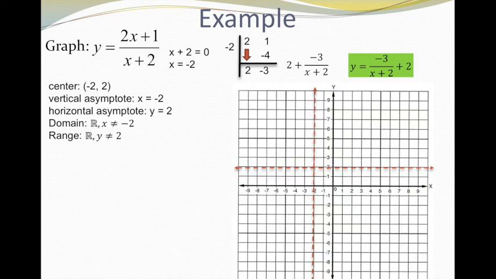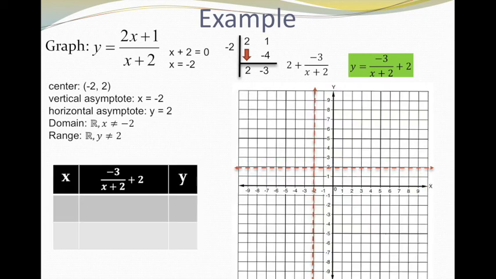Now let's create our XY table and substitute our values in. So I need to pick 2 numbers. So I like picking numbers that are on either side of my vertical asymptote. So I'm going to pick -3 and -1. So I'm going to substitute -3 into my equation and solve. So -3 over -3 plus 2 plus 2 equals negative 3 over negative 1 plus 2, which is 3 plus 2, which is 5. So my point is going to be at negative 3, 5.